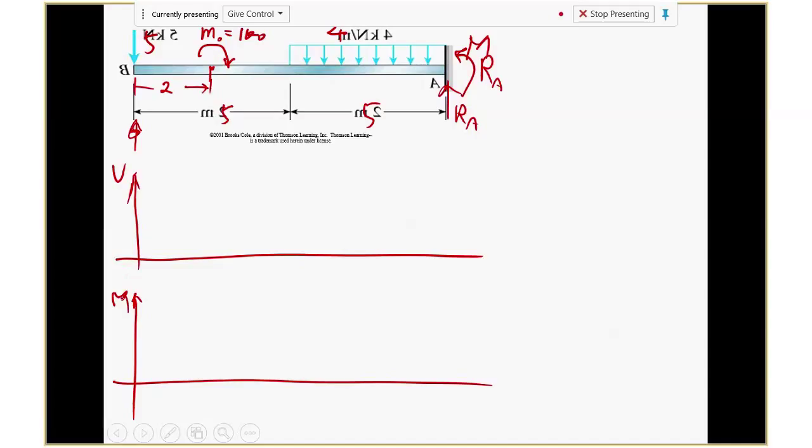Now draw the V diagram first. Start with 0. Once you start, what do you see? You see a 5 pointing down, so you go down 5. That's here. Next, nothing here, so a straight line. Oh, I see a constant moment. Jump? No, because that's a moment, so ignore it, just keep going. Oh, I see a distributed load, not a constant force. Now what should I do?